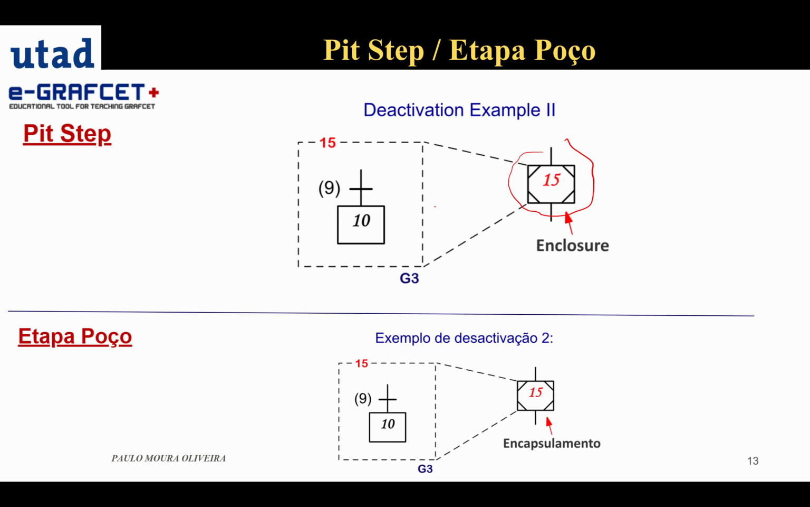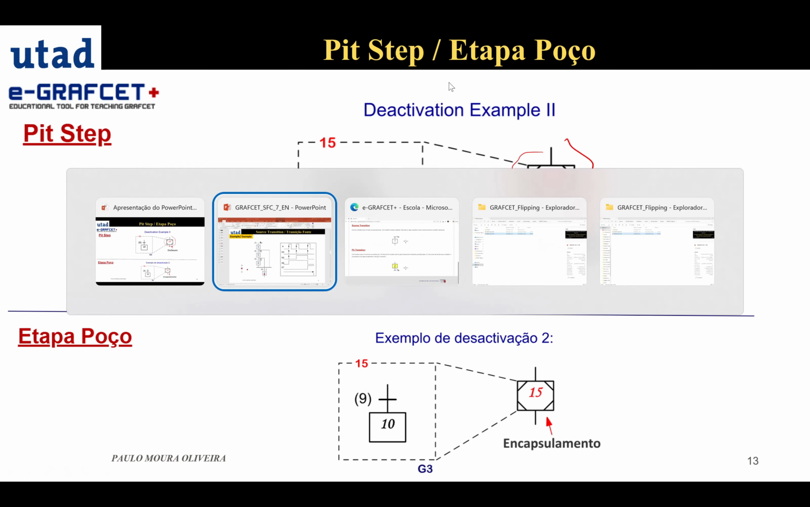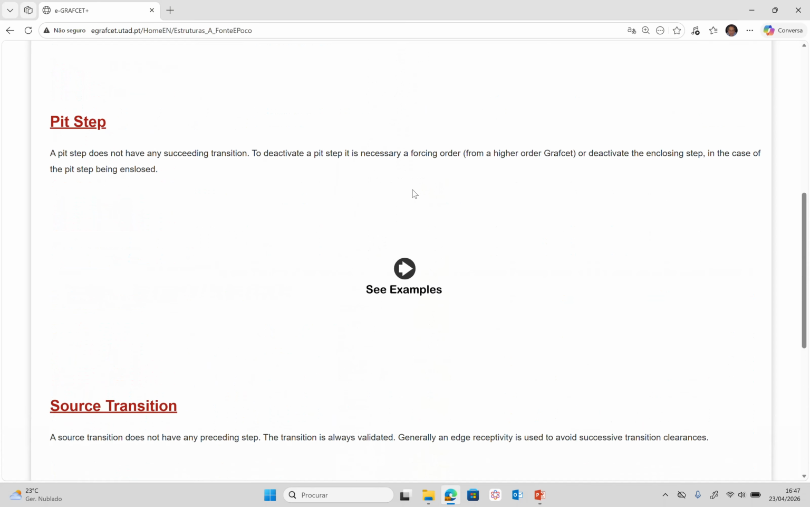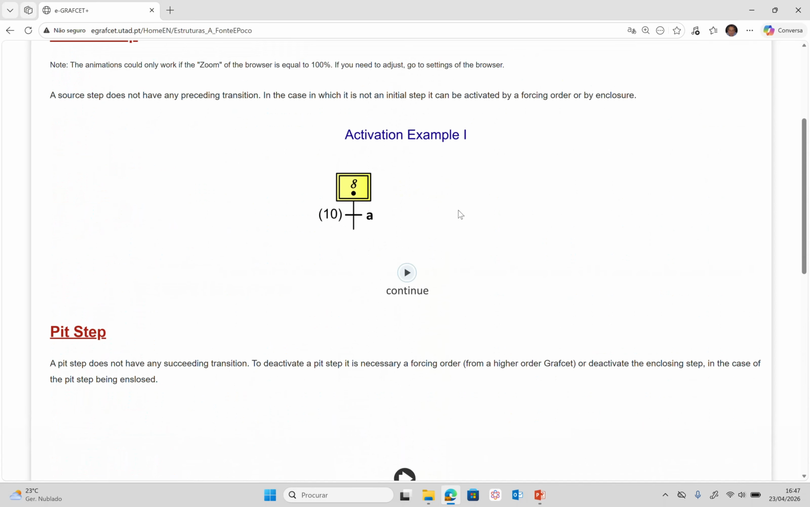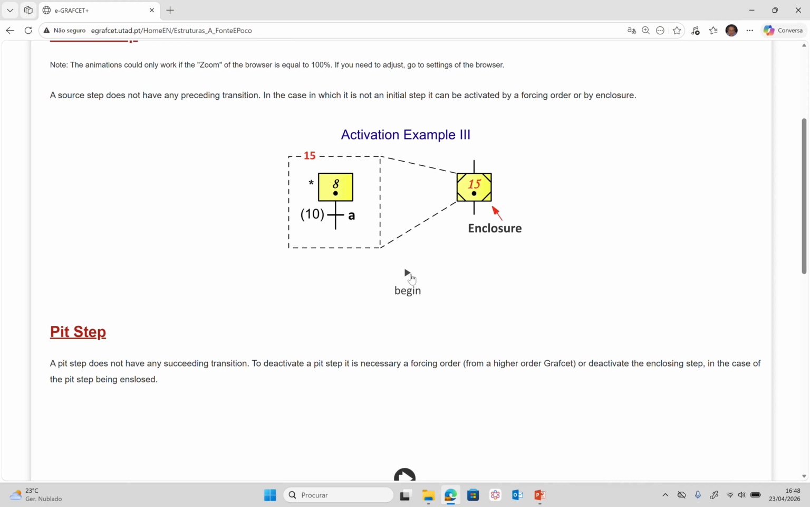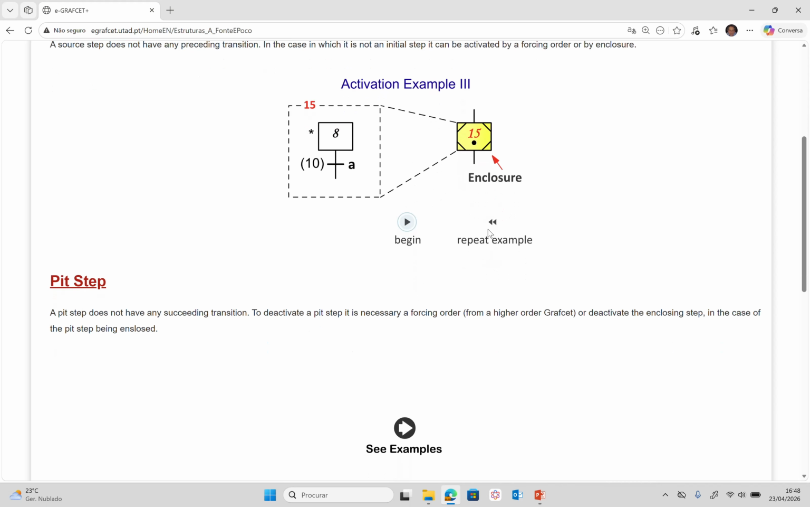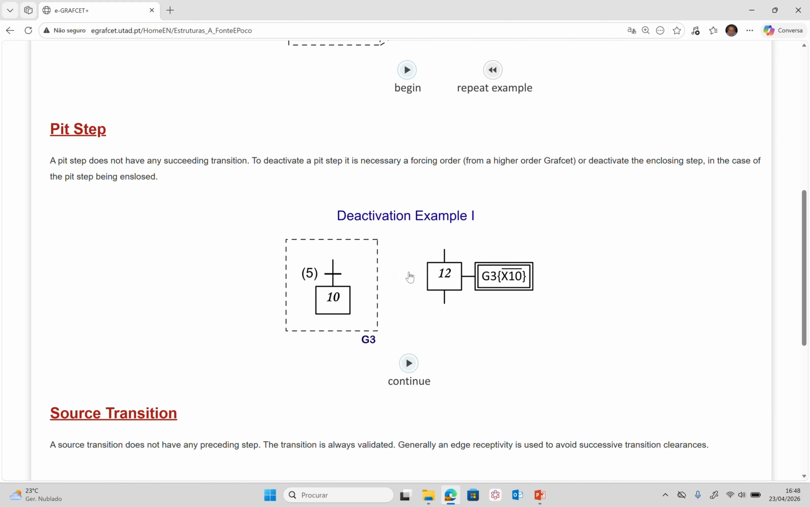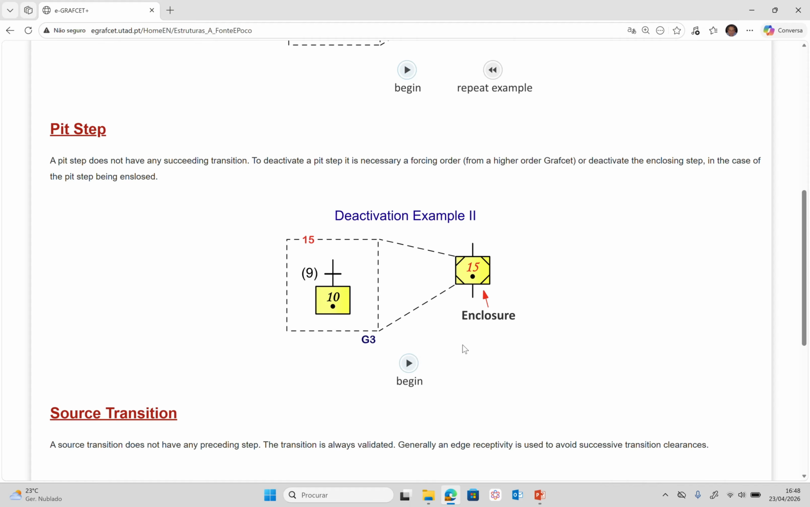You can also see some examples here, some animations. Activation example, you can see here. If I press this, the example continues, and you can repeat it. And also from the pit step, this is the forcing order and the enclosure.